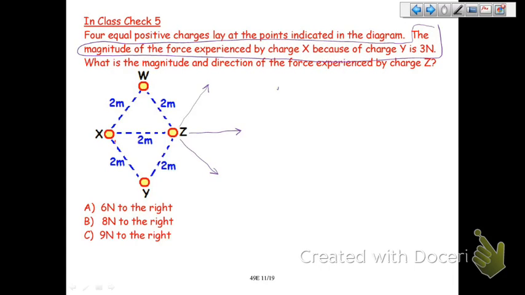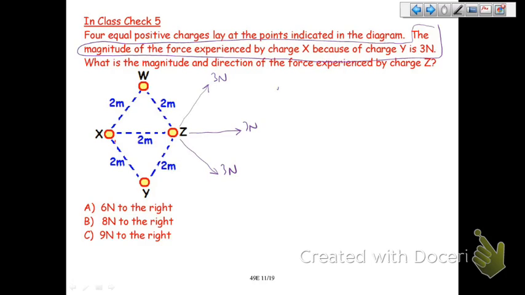It says the magnitude of the force experienced by charge X because of Y is, 2 meters away. If you're 2 meters away, that's the force you get. Well, look, we're 2 meters away, we're 2 meters away, we're 2 meters away. Oh, I see. 3 newtons, 3 newtons, 3 newtons. Then it says, what is the magnitude and direction of the force experienced by charge Z?